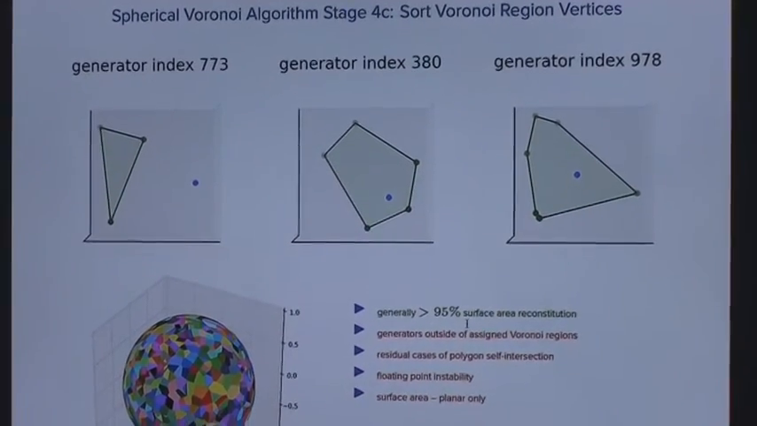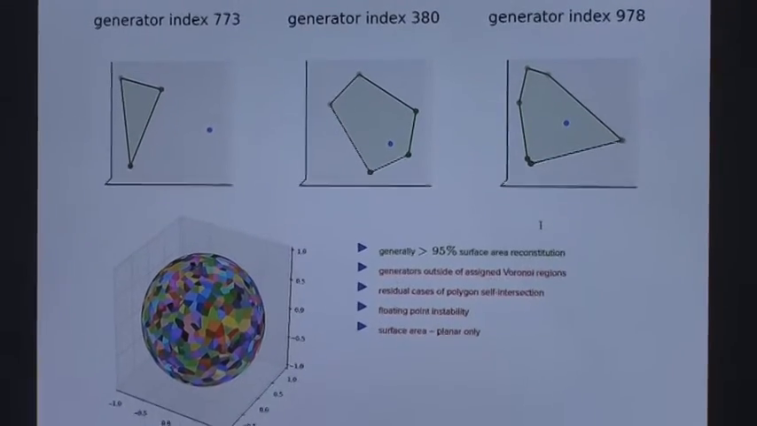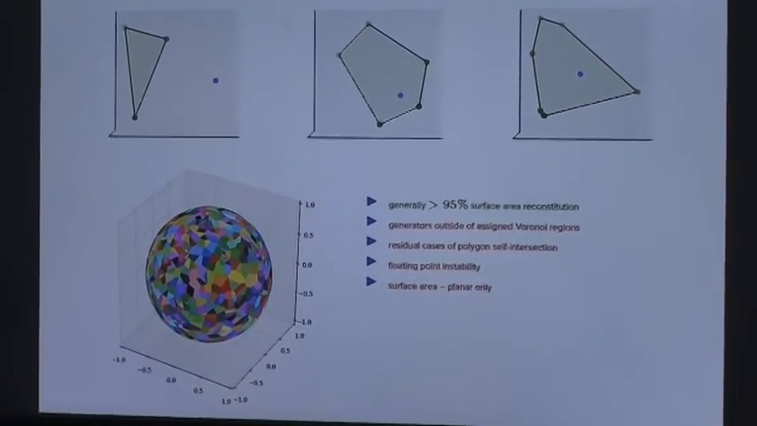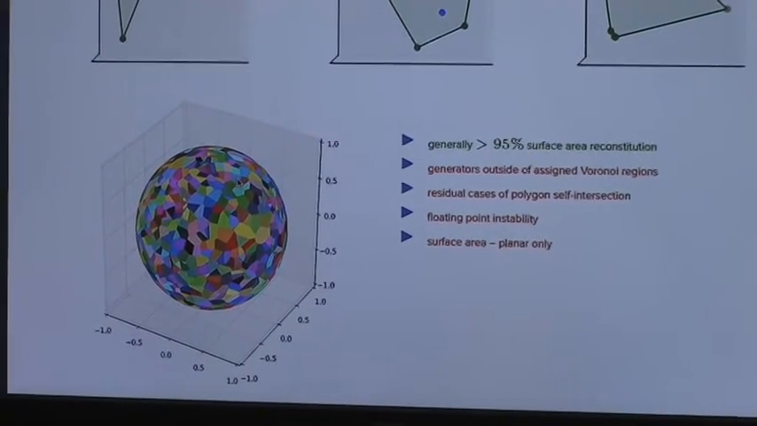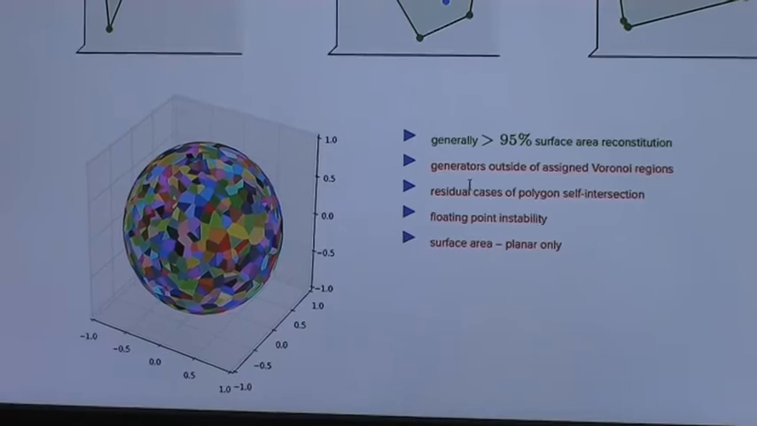Nonetheless, overall, the diagram doesn't look too bad. More than 95% of the surface area is reconstituted. So if you take all of these polygon areas and add them together, that adds up to roughly what you'd expect for the surface area of a sphere of that radius. But we do have these issues.